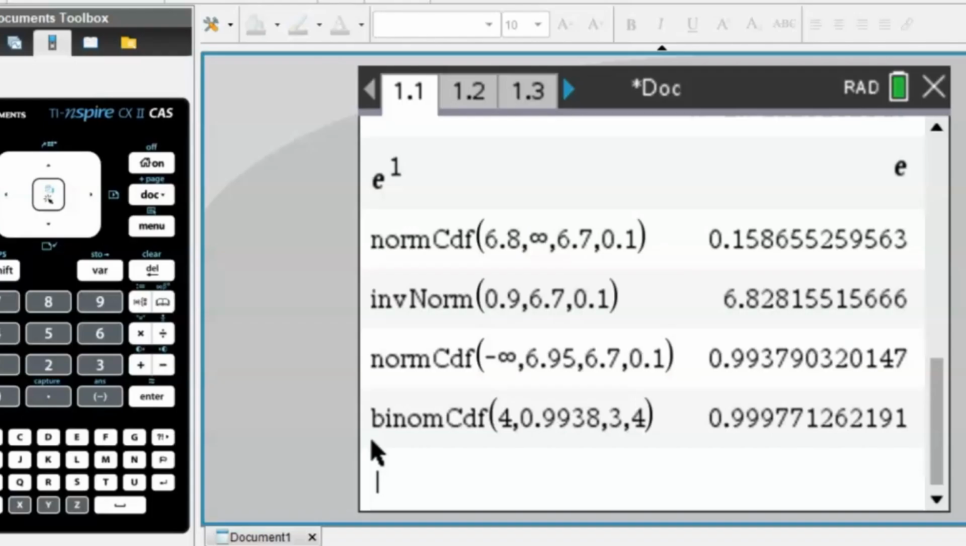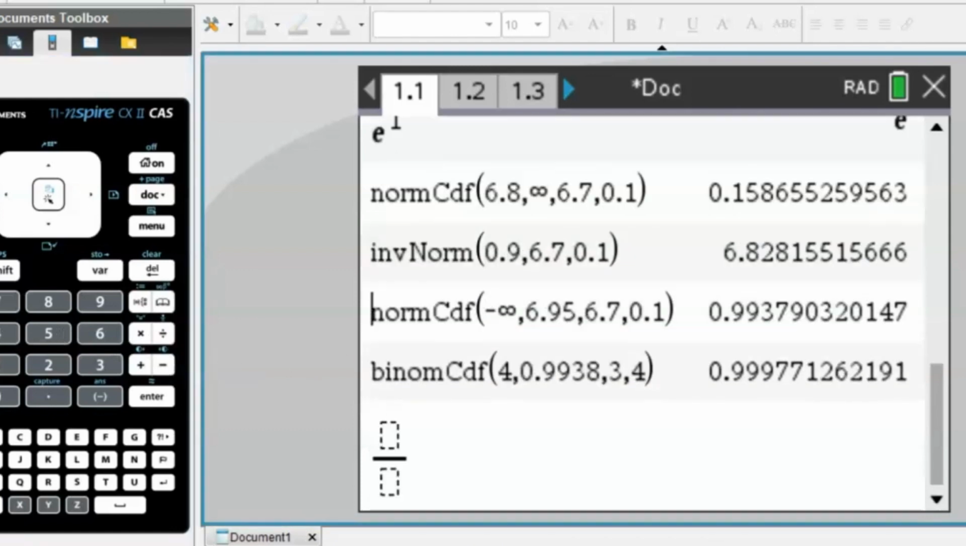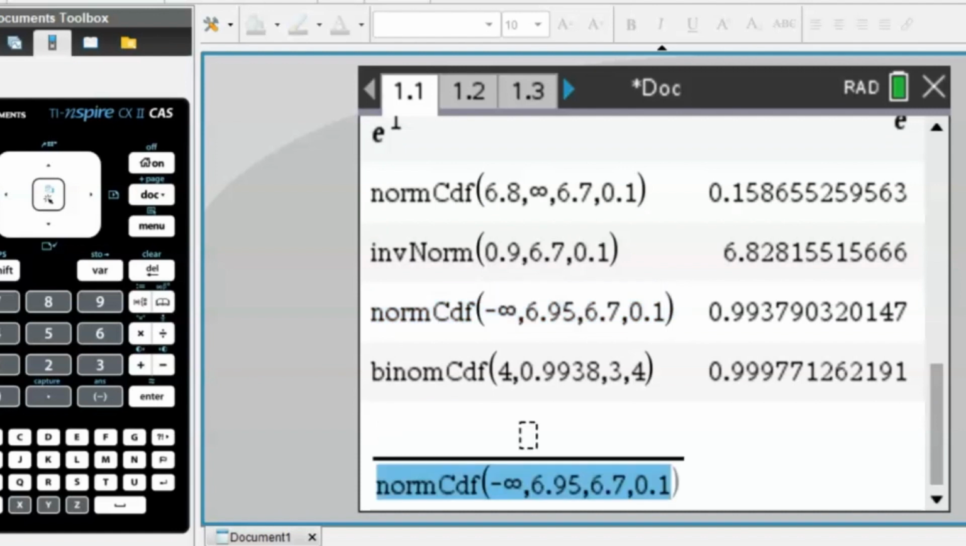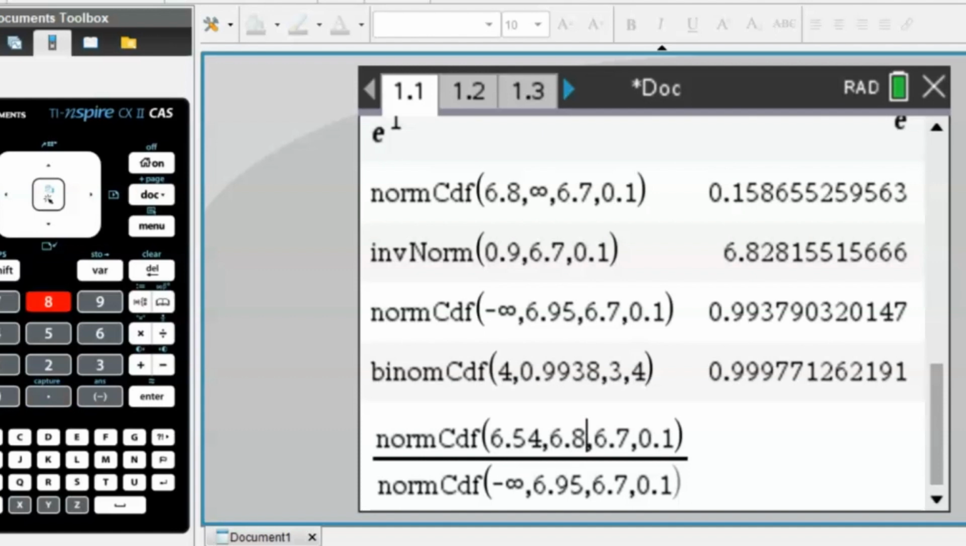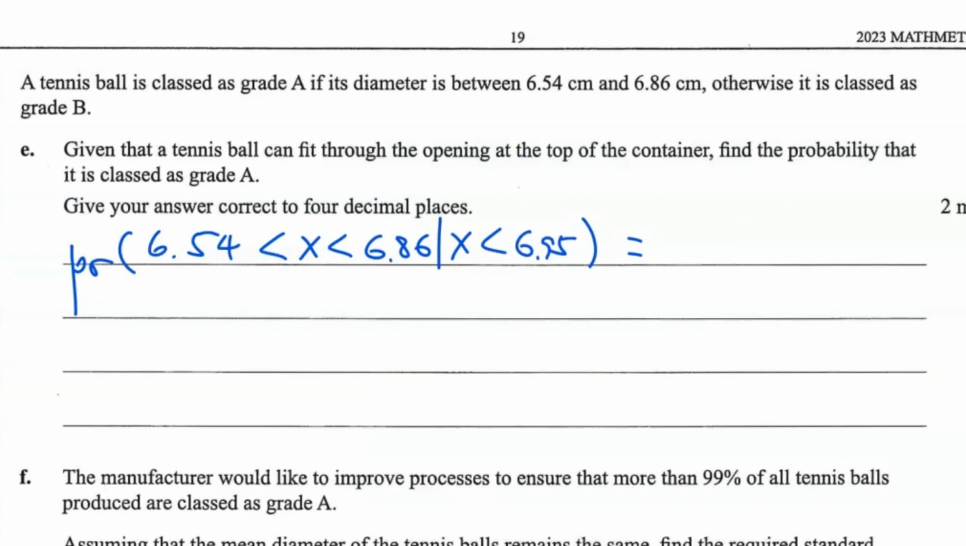My lower bound was 6.54, and in between there, 6.86, and there it is: 89.60.